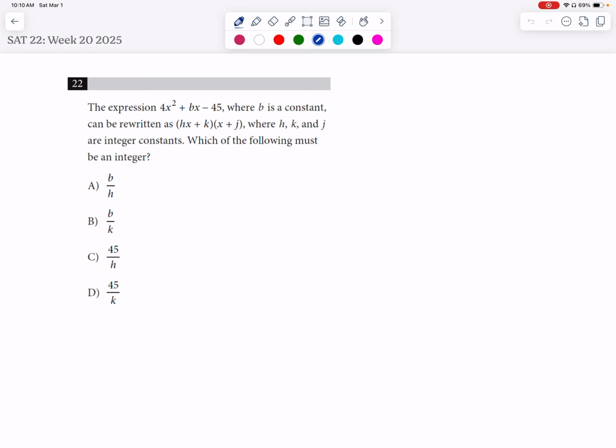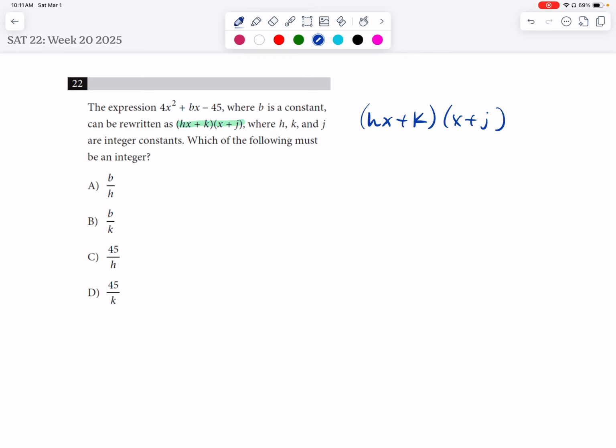And that's exactly how I'm going to start this thing. I'm going to take this (hx plus k) times (x plus j), okay. And then I'm going to FOIL this thing out. And when I'm done, I'm just going to match it up with the quadratic that they gave us and see where we can take it from there.